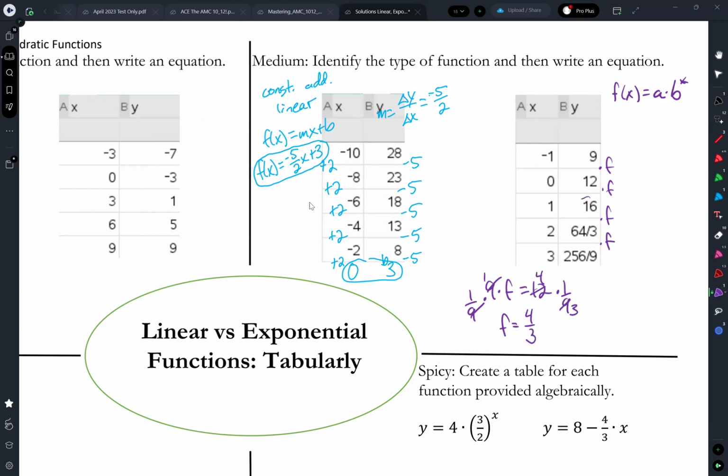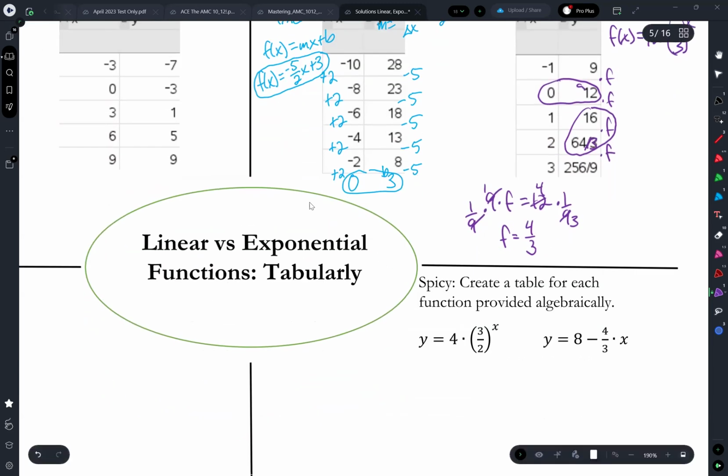And that actually makes a lot of sense when I look here at this section, because I literally have a divided by 3, and 16 times 4 is 64. So my constant factor is 4/3. And I don't have to do any extra work this time to find my y-intercept. That y-intercept is 12. And so 12 times 4/3 to the x.